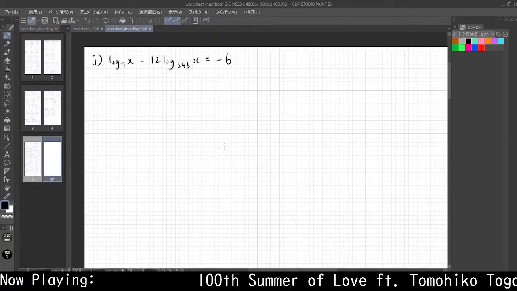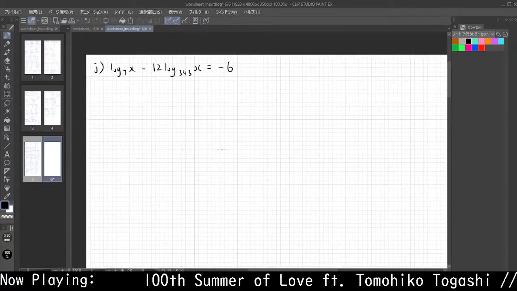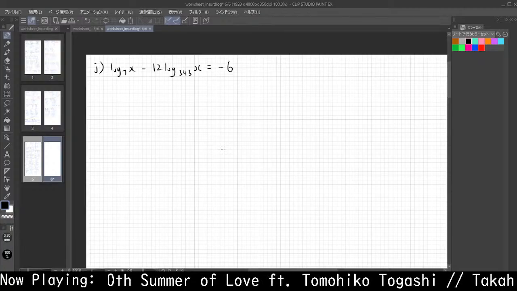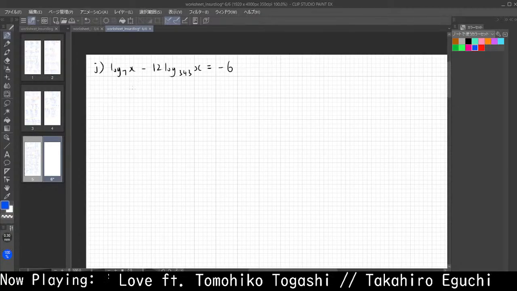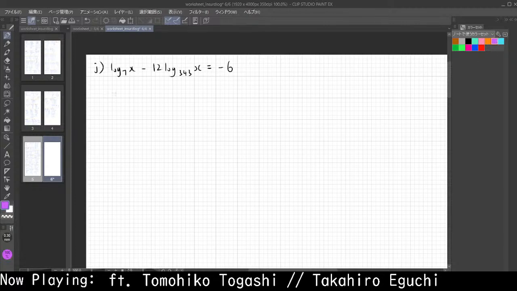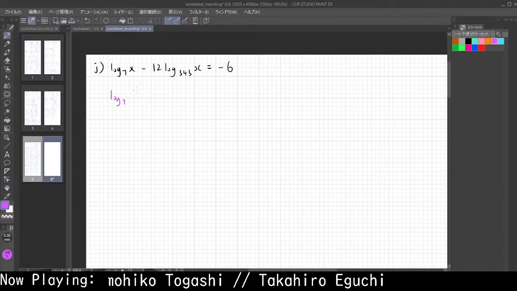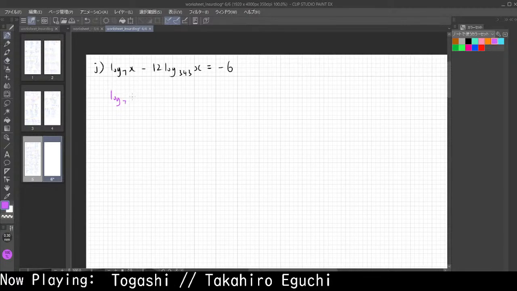Okay, same idea. You see 343, you see 7, change to the same base. I changed to a different color for this page. Everything is just blue, blue, blue.